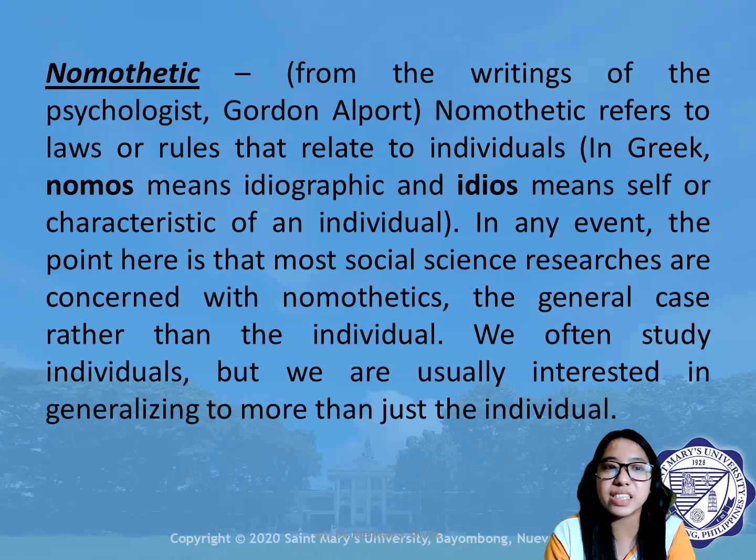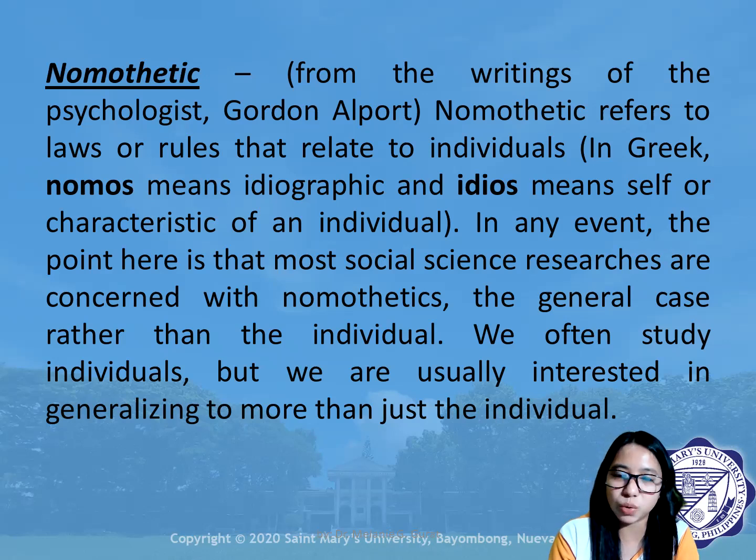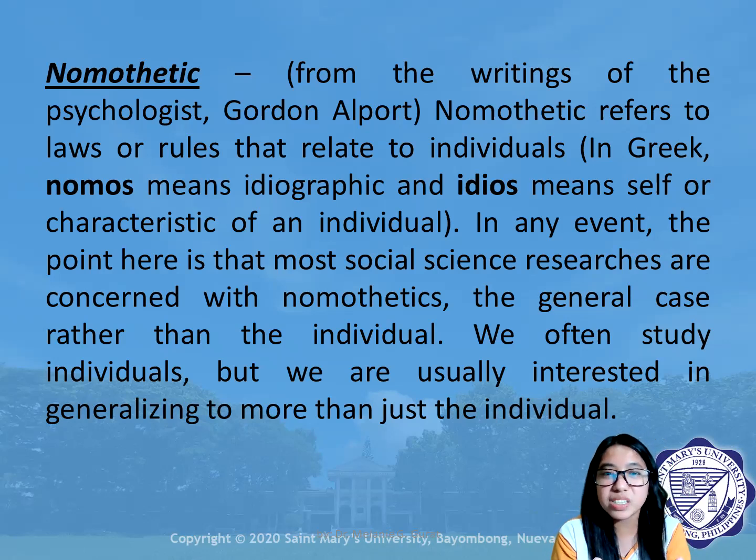It is from the writings of the psychologist Gordon Allport. So what is this nomothetic? It refers to the laws or rules that relate to individuals. So it is in Greek. Nomos means law, and idios means self or characteristic of an individual. So again, sometimes this nomos and idios are two contradicting words, because if we refer to nomos, it is something about making a generalization. Unlike idios, it simply focuses on the individual.